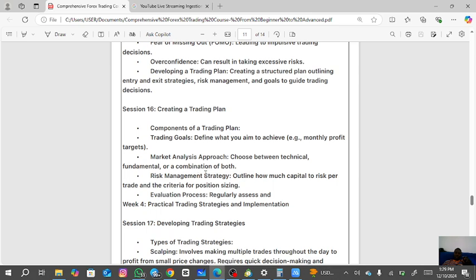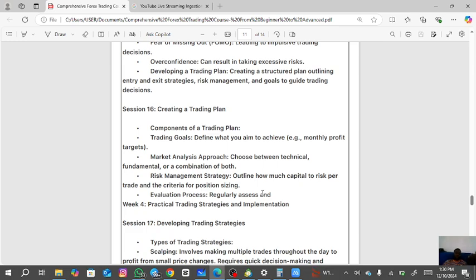Your risk management strategy: outline how much capital to risk per trade and the criteria for position sizing. The evaluation process: regularly assess and document every one of your trades. So those are the things that you need to have in your trading plan.